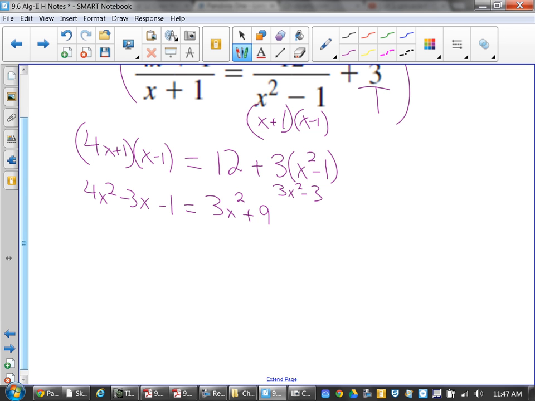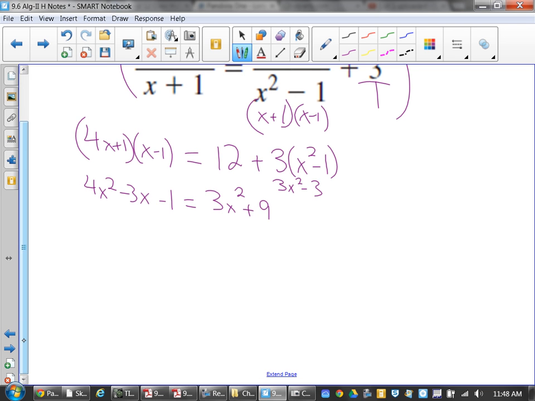Okay. Now, notice how you've got variables on both sides of the equation, and you've got squared terms on both sides. Oh, 9. Set it equal to 0. What's 12 minus 3? Okay. Move everything to the left.